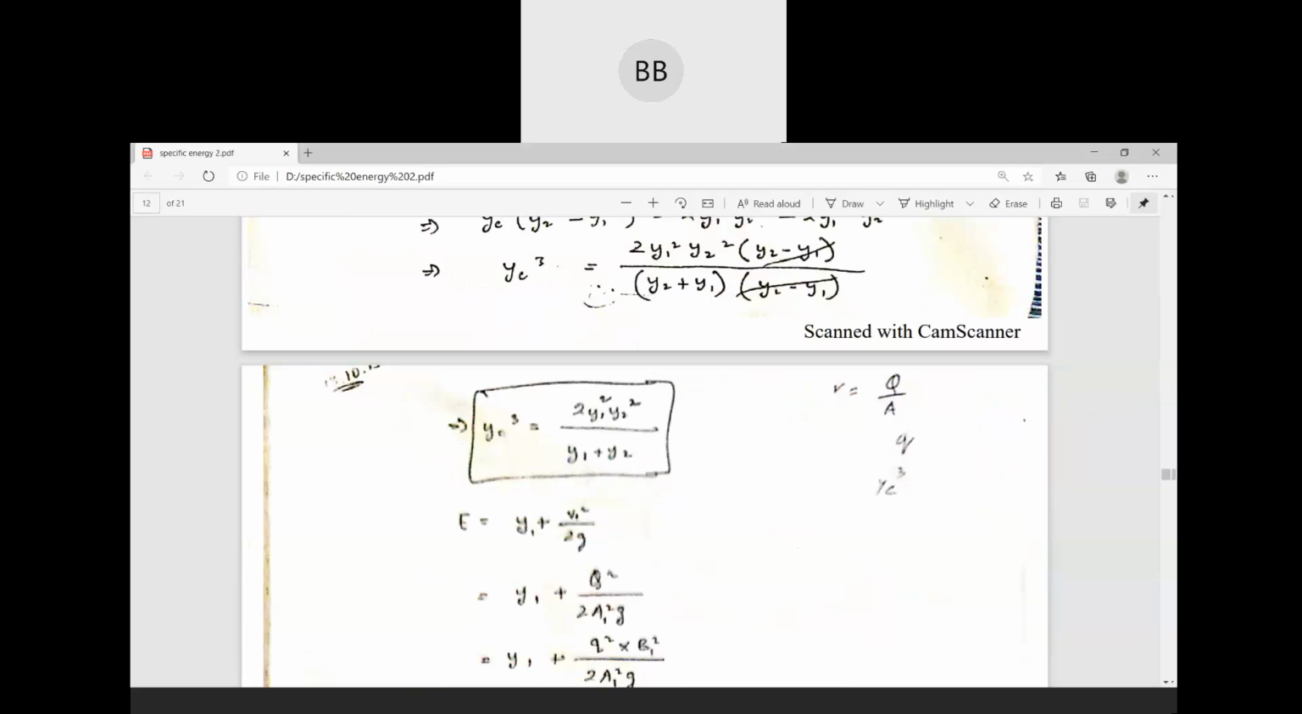And you are going to get the final expression as this. This is the expression: twice y1 square y2 square divided by y1 plus y2. So a plus b or b plus a is the same thing. 1 plus 2 or 2 plus 1 is the same thing. You can write y1 plus y2 or y2 plus y1. So do you have any doubts regarding this derivation?